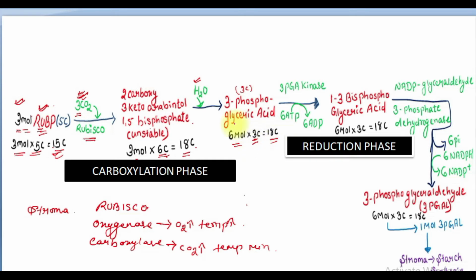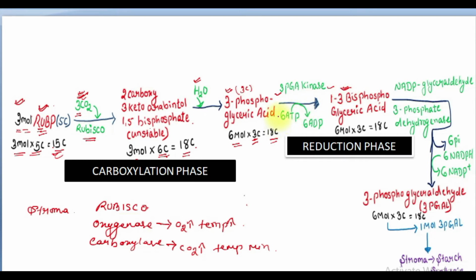Now what we have? We have 3-phosphoglyceric acid. Now we have to add a phosphate group over here to form 1,3-bisphosphoglyceric acid. Here in 3-phosphoglyceric acid we have only 1 phosphate in the 3rd carbon, but we have to give another phosphate to form 1,3-bisphosphoglyceric acid, so that phosphate will be present in the 1st number carbon as well as the 3rd number carbon.